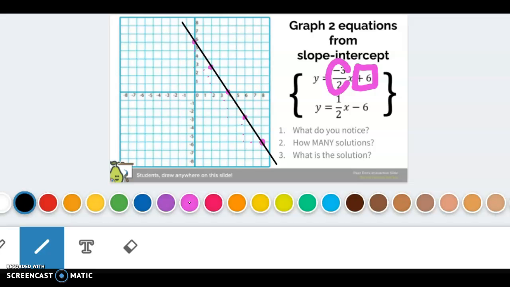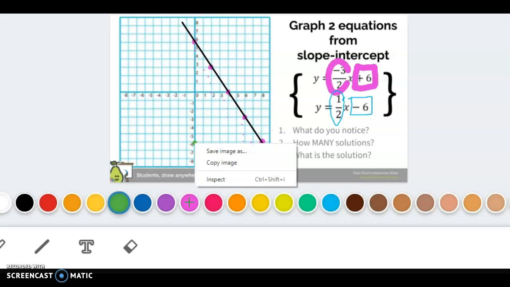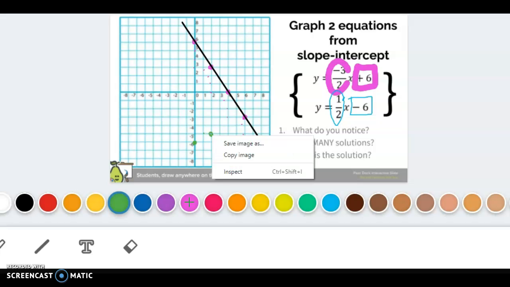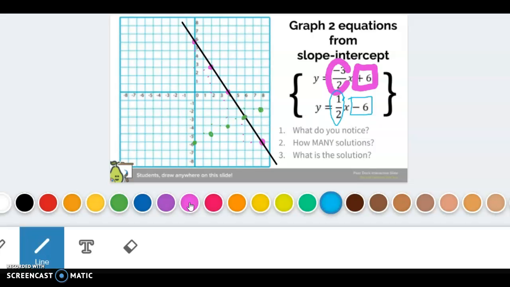Now I'm going to go and graph my second line. So my slope is 1/2. My intercept is negative 6. Change that color. Okay, so negative 6 this time. My slope is up 1 to the right 2. So up 1, right 2. Up 1, right 2. Up 1, right 2. Okay, and if you notice, right, I'm going to connect those points.